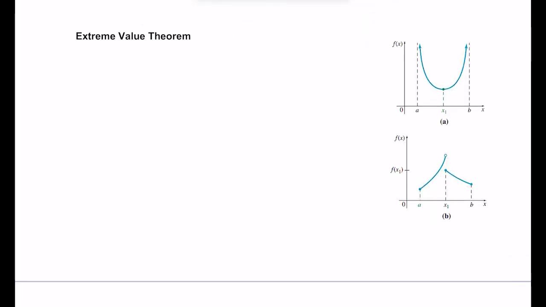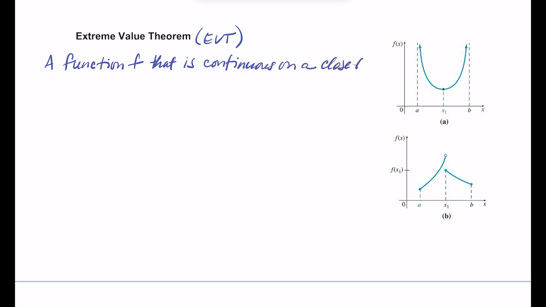We have an important theorem here called the extreme value theorem, which I'll abbreviate as EVT. The extreme value theorem says a function, again f, that is continuous on a closed interval, and we'll call that interval AB just to make it easy, will have both an absolute maximum and an absolute minimum on that interval.